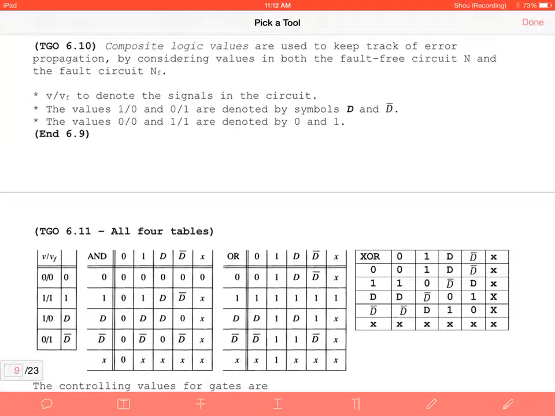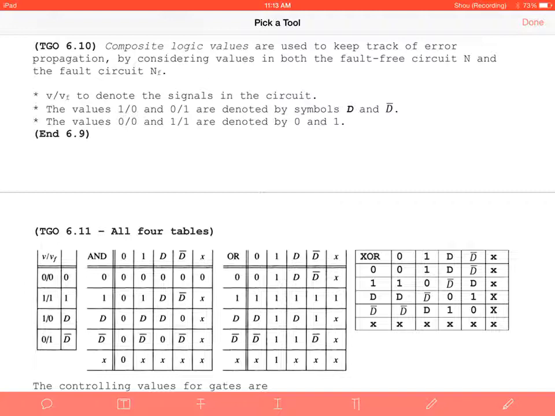So here's the truth table. We've defined value and value faults. 0, 0 is 0, 0, 1 is 0, 1, 1 is 1, 1, 0 is D, 0, 1 is D bar. So here's where everything works fine. You have an AND gate: 0 and 0 is going to be 0. We know that 0 and 1 is 0, 1 and 0 is 0, and 1 and 1 is going to be 1. Then the rest of the truth table is what it should be versus what it actually is. So we have D, D bar, and undefined, right?